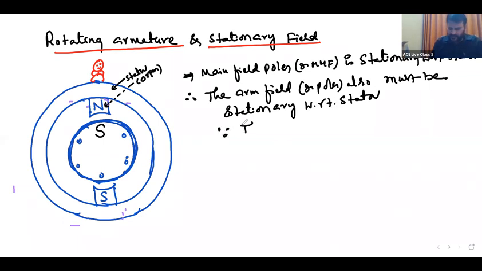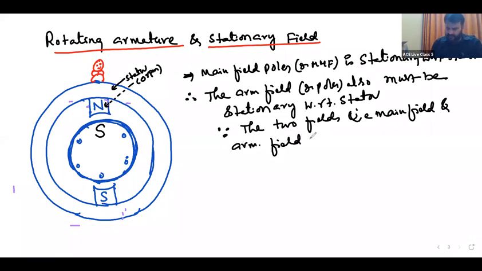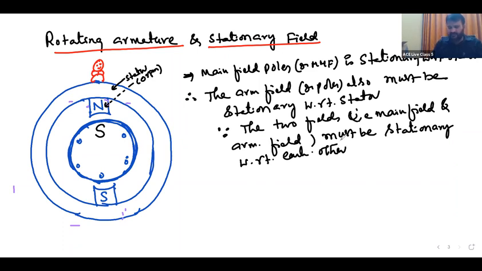Because the two fields, that is the main field and the armature field, must be stationary with respect to each other. For the production of unidirectional torque, the two fields must be stationary with respect to each other. So the armature poles are also stationary with respect to the stator.